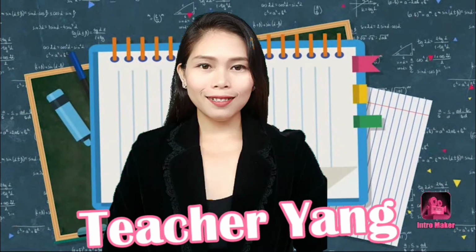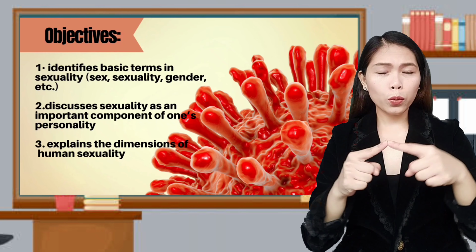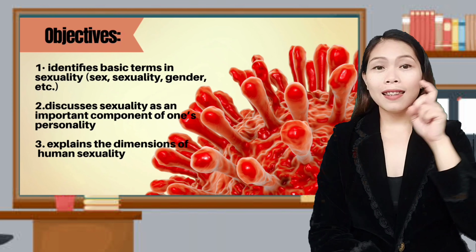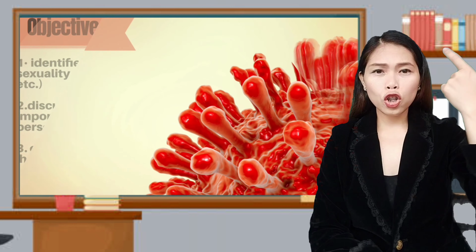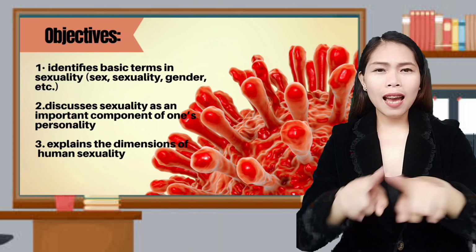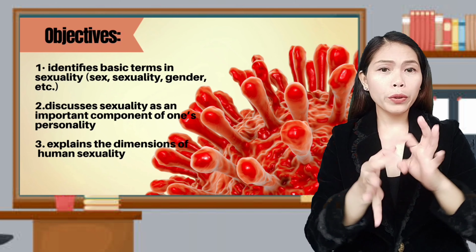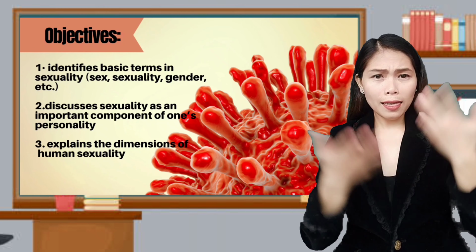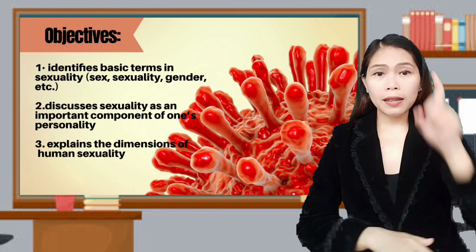Let's talk about gender and human sexuality. At the end of this lesson, you will be able to: 1. Identify basic terms in sexuality: sex, sexuality, gender, etc. 2. Discuss sexuality as an important component of one's personality. 3. Explain the dimensions of human sexuality.